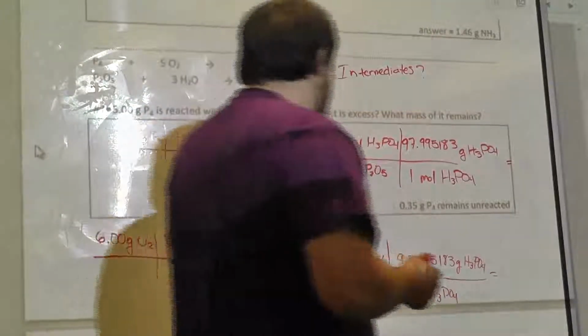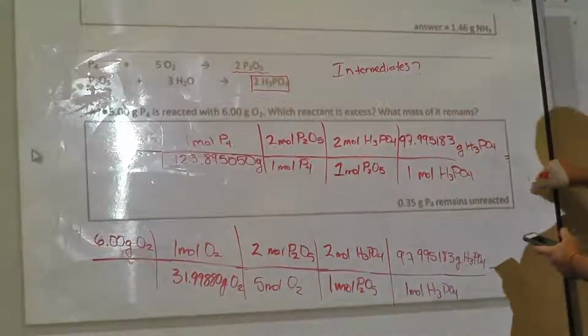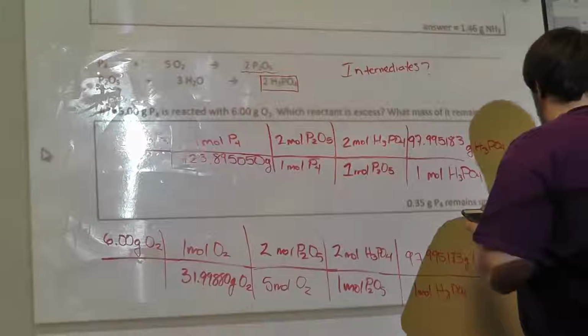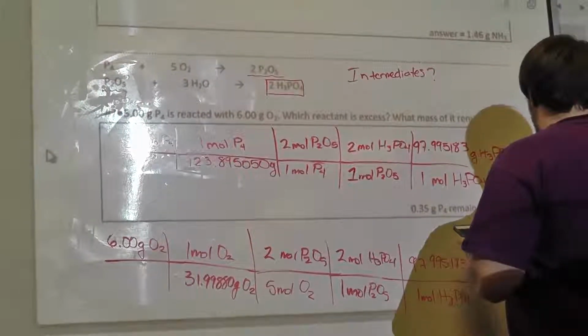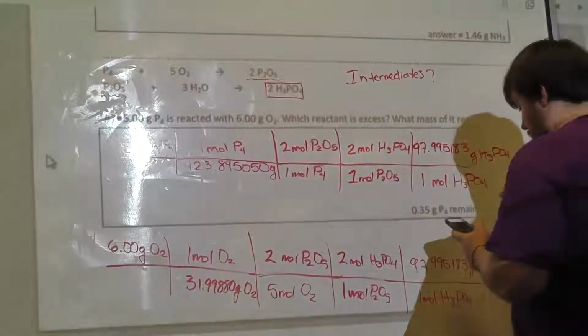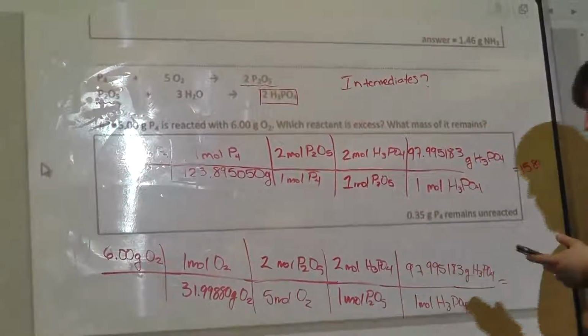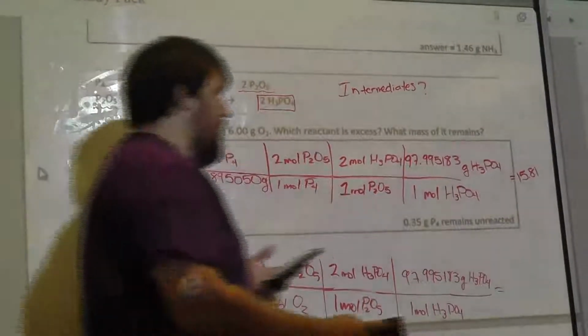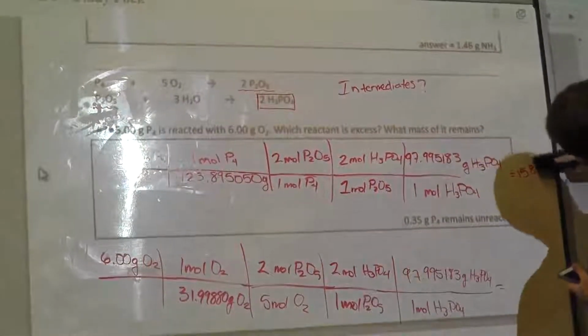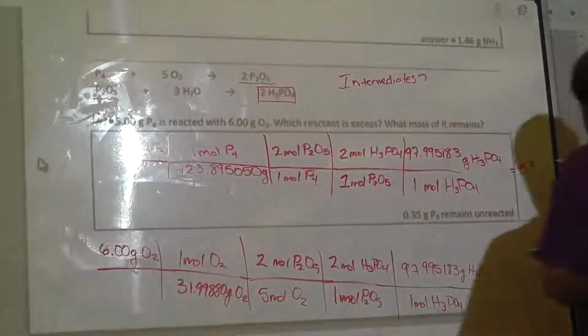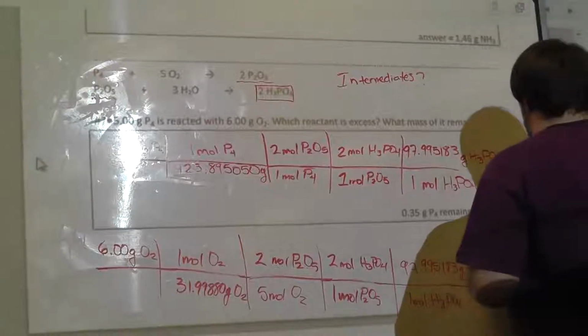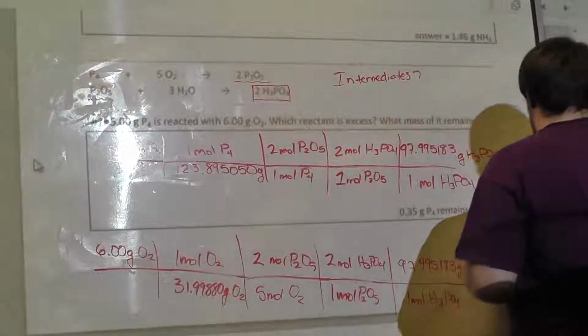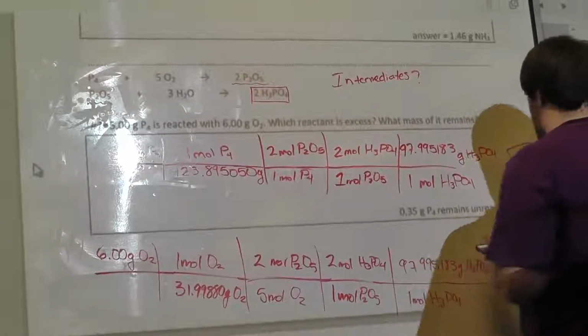So your final mass production from the original P4 you started with is going to be 15.81, so 15.8 grams will be your production of phosphoric acid. So that's the first part.